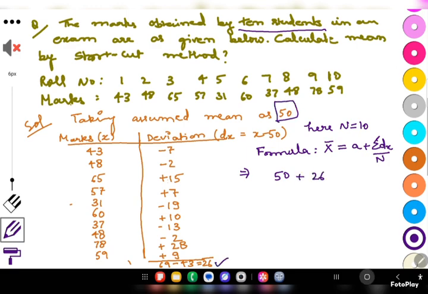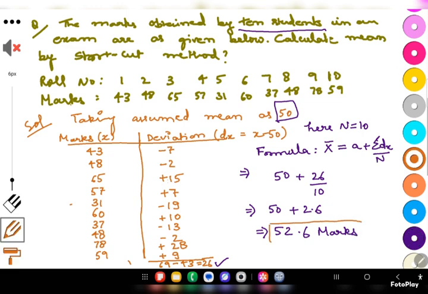Now we'll simply put the values in the formula. Here we know that assumed mean small a is 50, then sigma dx is 26 and capital N is 10 because there are 10 students. So the answer comes out to be 52.6 marks. This is the mean value here.